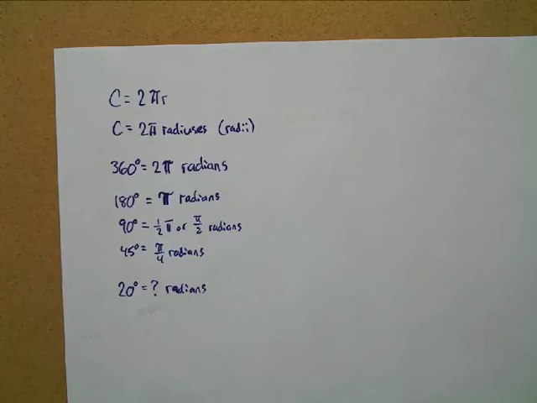Can I figure out? Julie? Is it pi over 9? Pi over 9, that's right. How'd you get that? Divided 180 by 20. Yeah, so 180 divided by 9 gives you the 20 there, exactly right. And so then pi divided by 9 will give you the number of radians. And so it's pi over 9 radians.